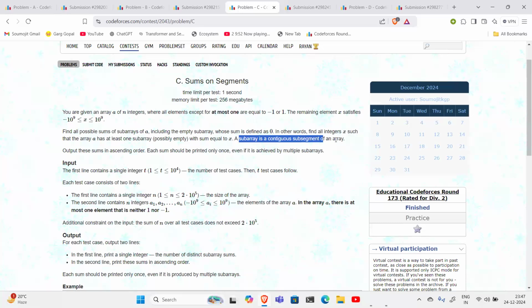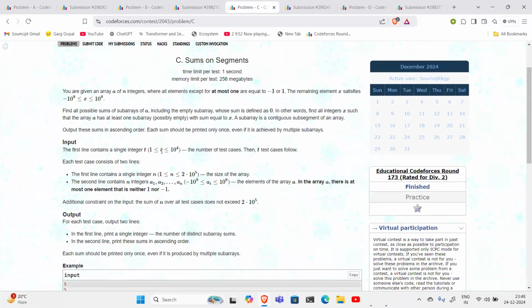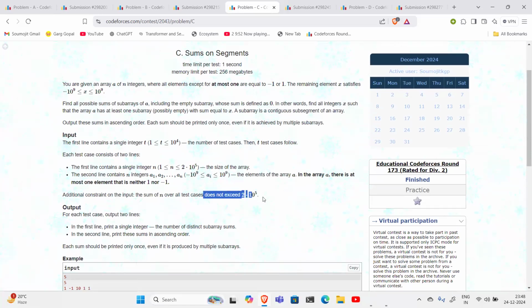A subarray is a contiguous subsegment of an array. Output these sums in ascending order. Each sum should be printed only once, even if it is achieved by multiple subarrays. The number of test cases is 10 to the 4. The value of n is 2 times 10 to the 5. And the sum of n over all test cases does not exceed 2 into 10 to the 5.